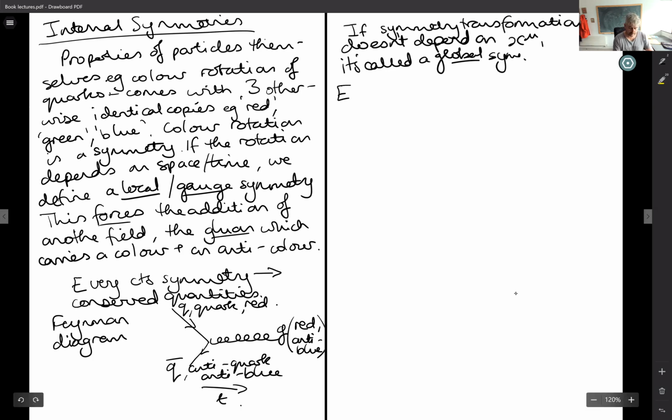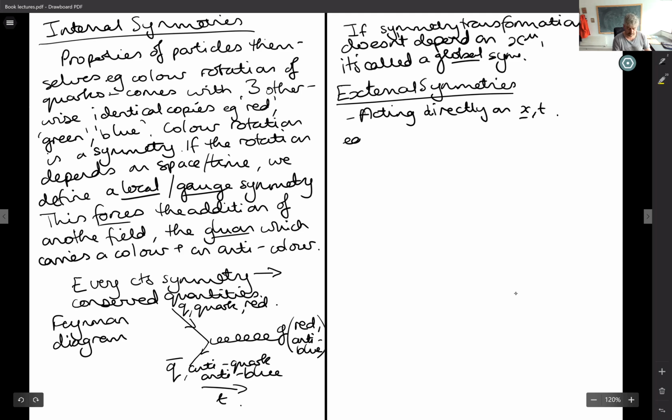Okay, so external symmetries aren't just to do with the particles themselves, they actually involve the space-time coordinates directly. So these are symmetries which act directly on the space-time coordinates. So, for example, spatial rotations, a Lorentz transformation or Lorentz boost, and translations in space or time.